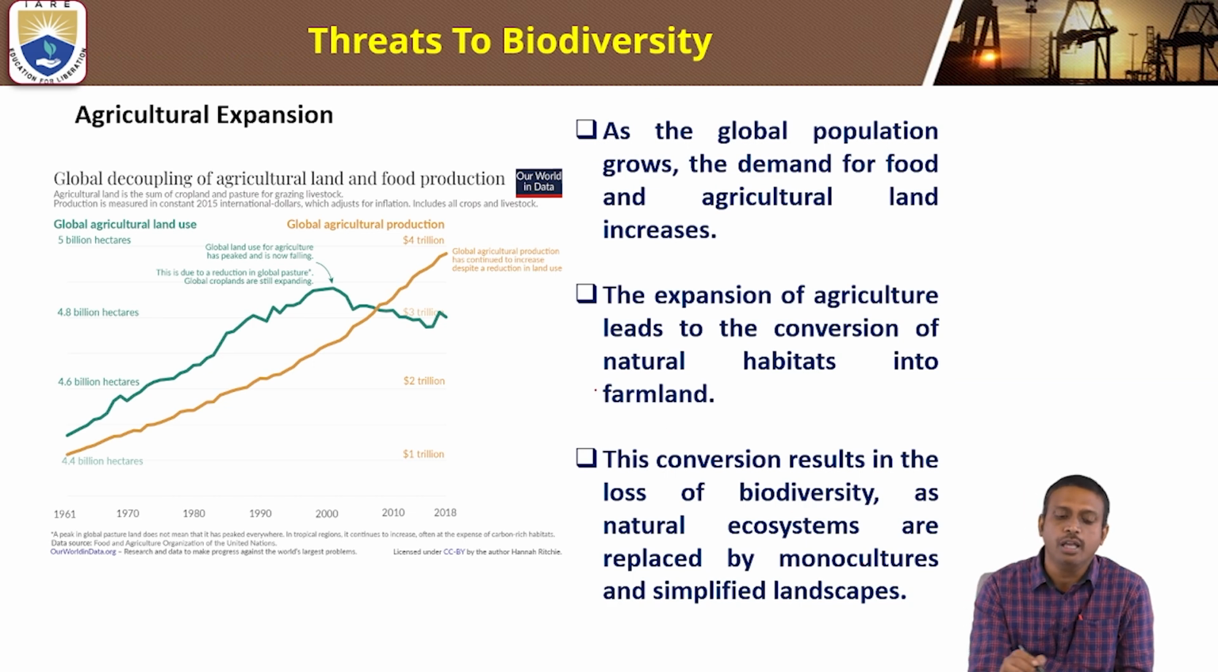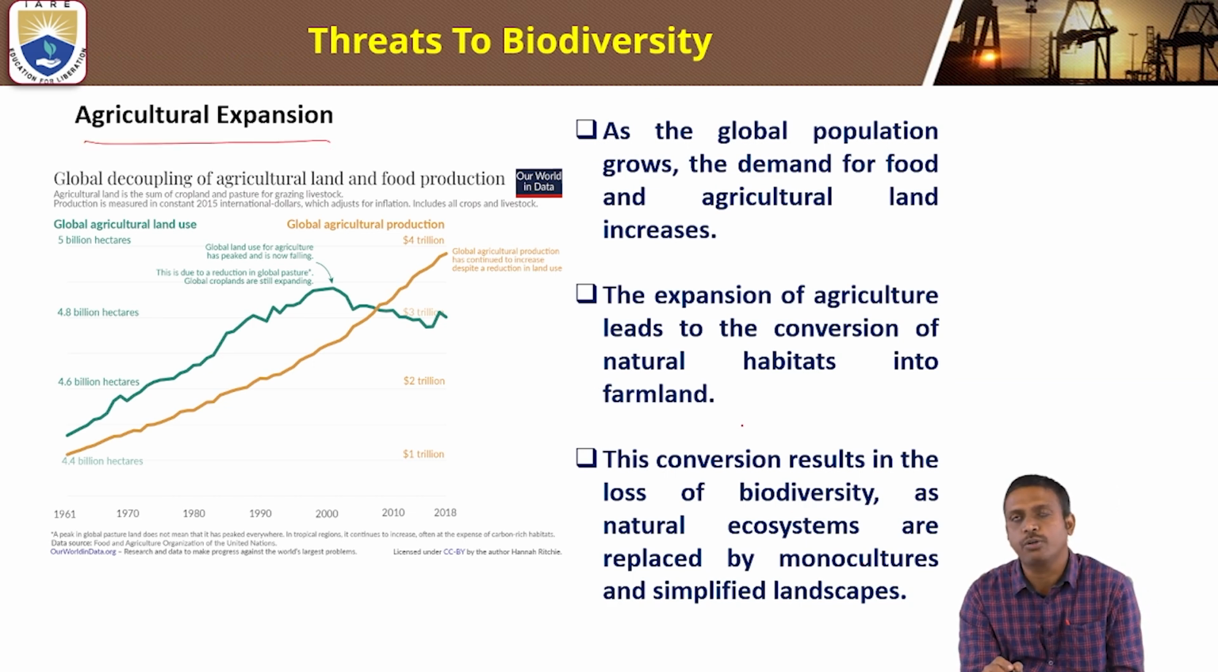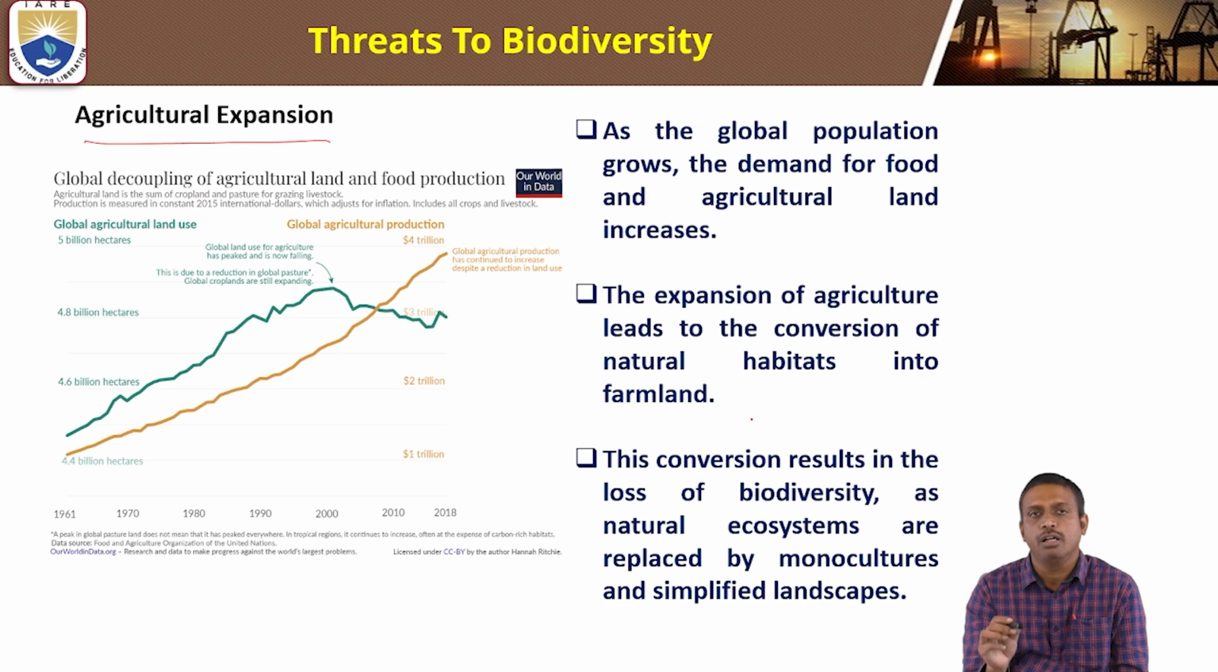Agriculture expansion is also one of the threats to biodiversity. As the global population grows, the demand for food and agricultural land increases. Agricultural land includes cropland and pastures for grazing. Livestock production is measured in constant international dollars, which adjust for inflation and include all crops and livestock.